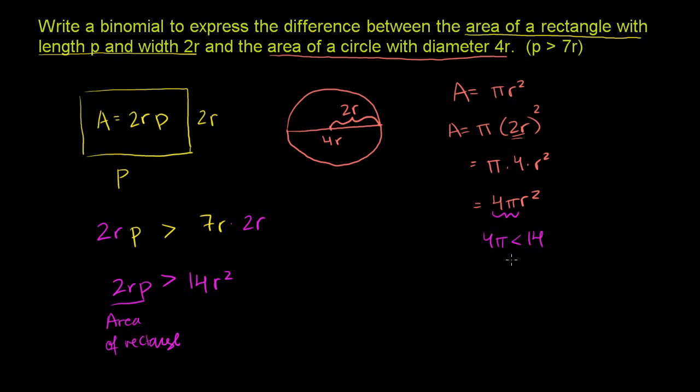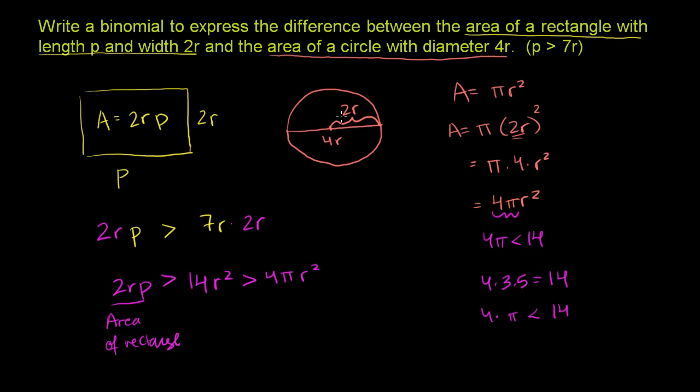14 is 4 times 3 and a half. Let me put it this way. 4 times 3.5 is equal to 14, right? So 4 times pi, which is less than 3.5, is going to be less than 14. So we know that this over here is larger than this quantity over here. It's larger than 4 pi r squared. And so we know that this rectangle has a larger area than the circle.